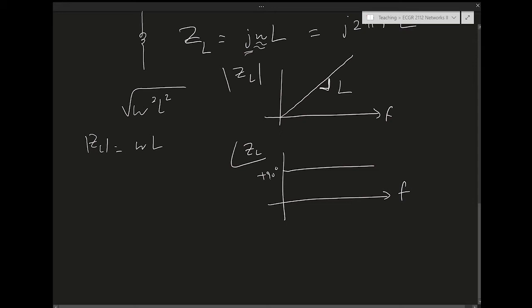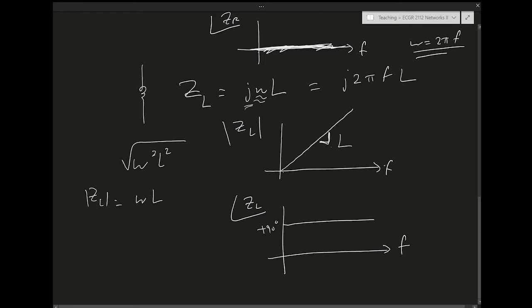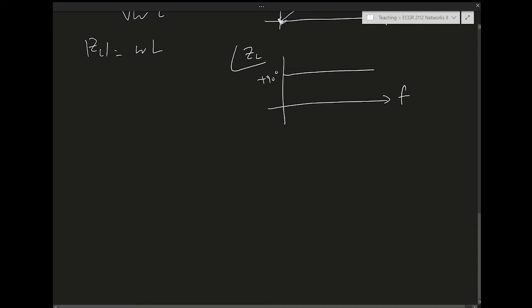Okay, so that's interesting. The higher the frequency, the more impedance we have. At zero frequency, at DC, of course, the impedance is zero, meaning that the inductor is a short circuit. Okay. What about the capacitor? So the capacitor has an impedance of 1 over J omega C. The magnitude, of course, is 1 over omega C. And the phase of Z of C is what? 1 over J is minus J, so it's minus 90 degrees.